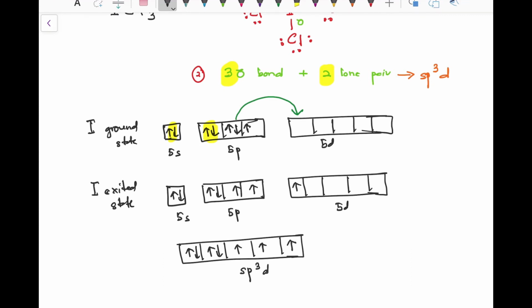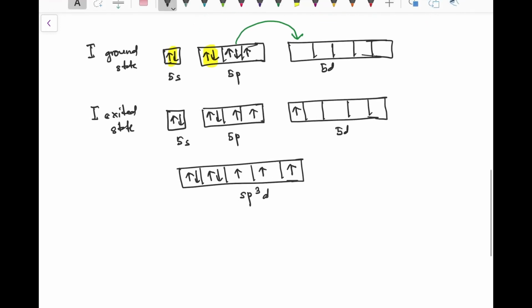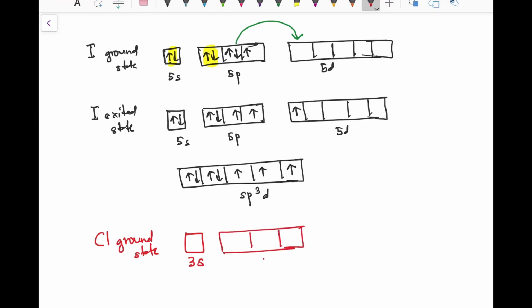Okay, the next step is the terminal atom. Iodine will overlap with chlorine, so we can write the chlorine ground state. So this is the terminal atom. Chlorine comes from period 3, and it only has one 3p orbital for overlapping.